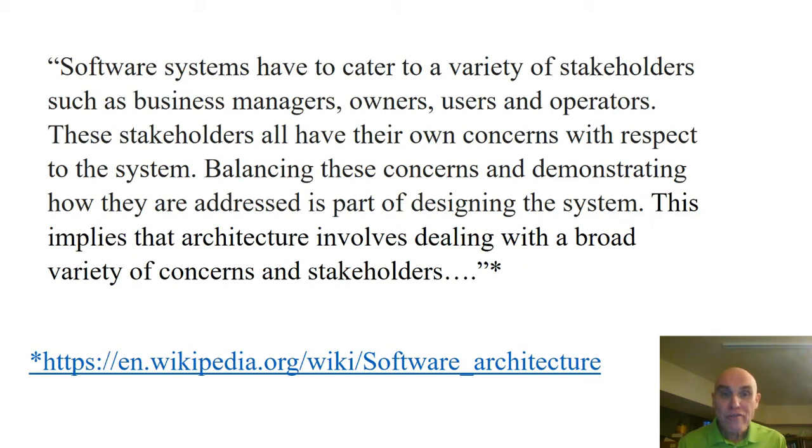I also found this very interesting quote. Software systems have to cater to a variety of stakeholders, such as business managers, owners, users, and operators. These stakeholders all have their own concerns with respect to the system. Balancing these concerns and demonstrating how they are addressed is part of designing the system. This implies that architecture involves dealing with a broad variety of concerns and stakeholders. I then turned my attention back to the Essence model to see what it had to say about stakeholders.